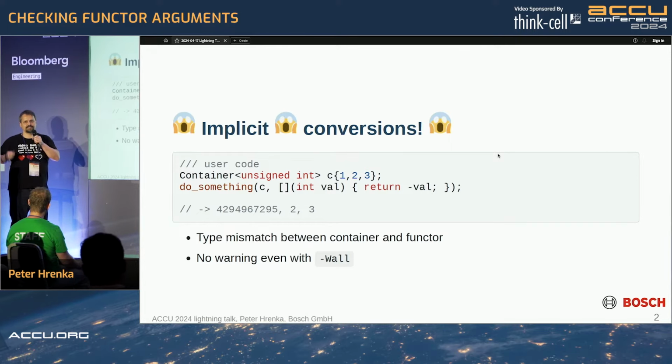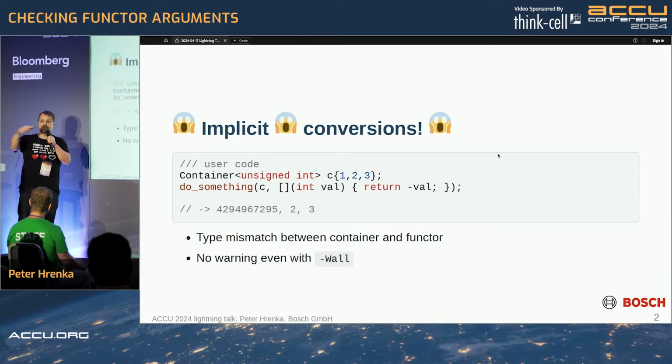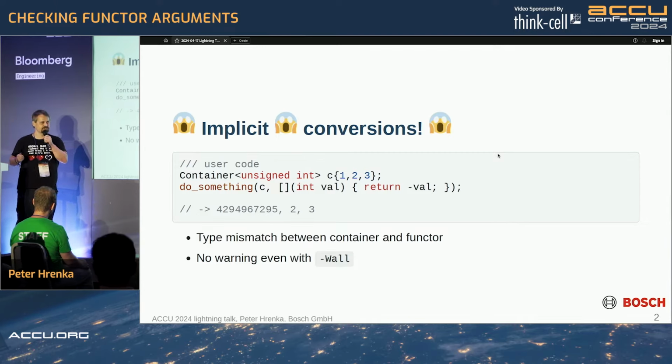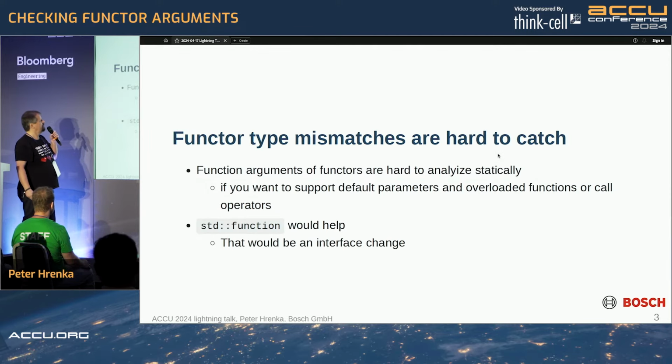Next problem is our static checkers see that there's something going on and they point to our library code. And we don't want that. The user is doing something wrong and we get the blame. We don't like that. So we came up with this solution, which works for us.